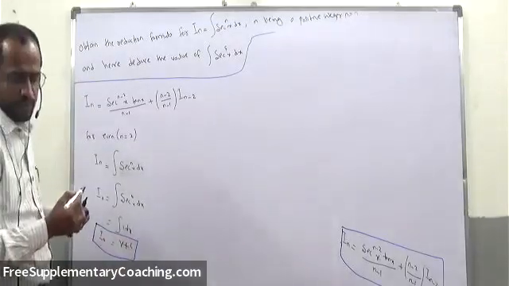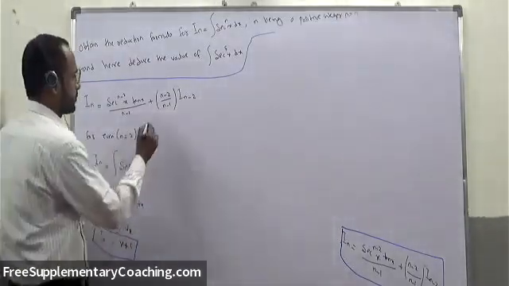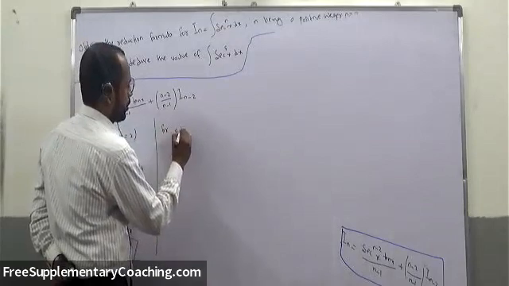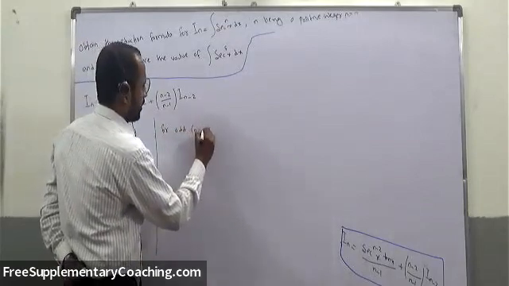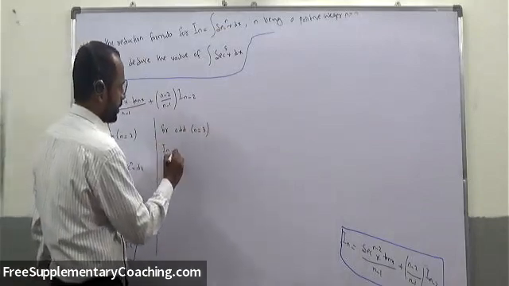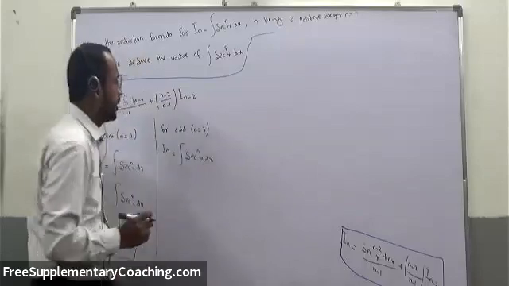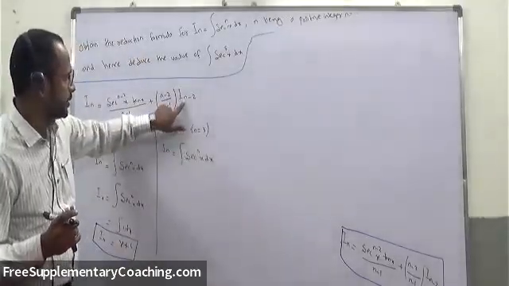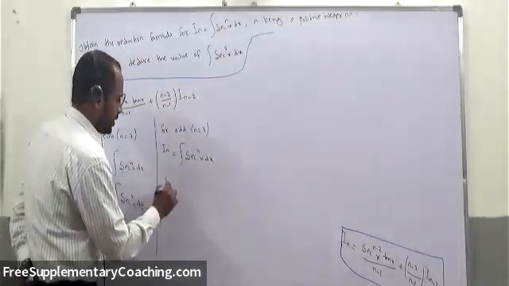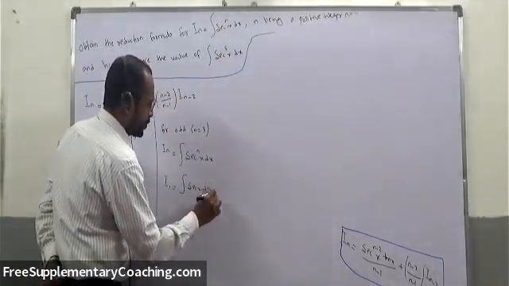Now, next we have to check for the odd also. So for odd, n is equal to 3. If you take it, what we are having is I_n is equal to integration of secant power nx into dx. Now, n is equal to 3. Keep it here. 3 minus 2 is 1. So write here 1. So this is I1 is equal to integration of secant x into dx.